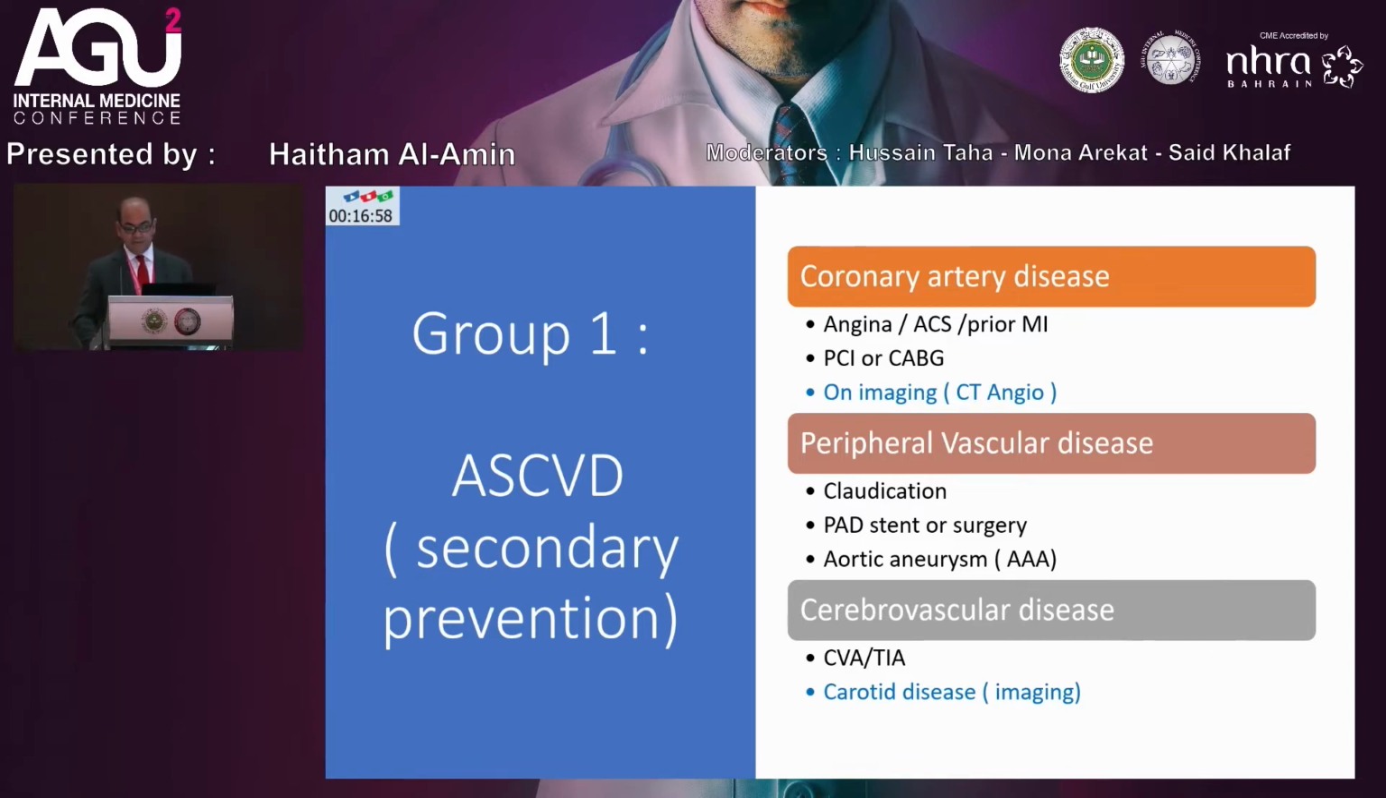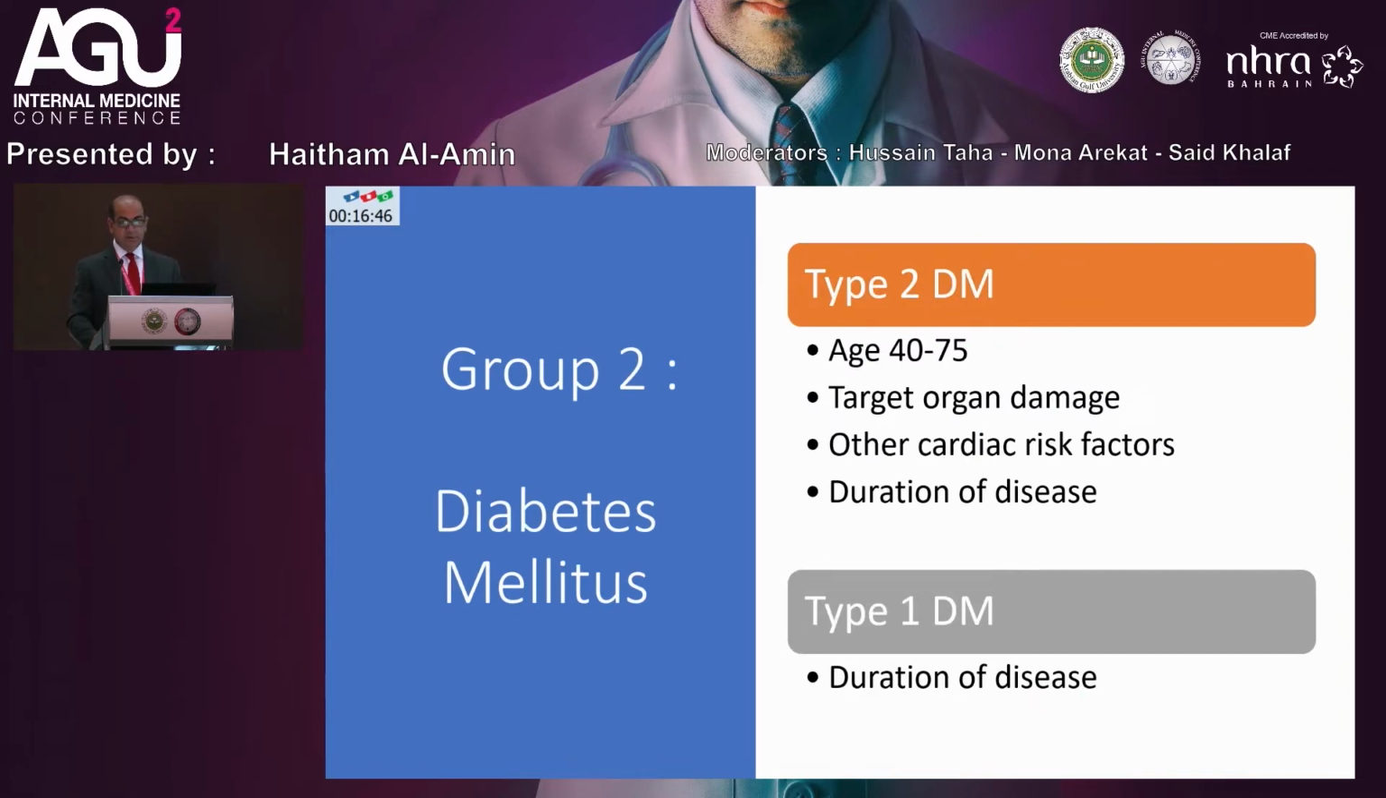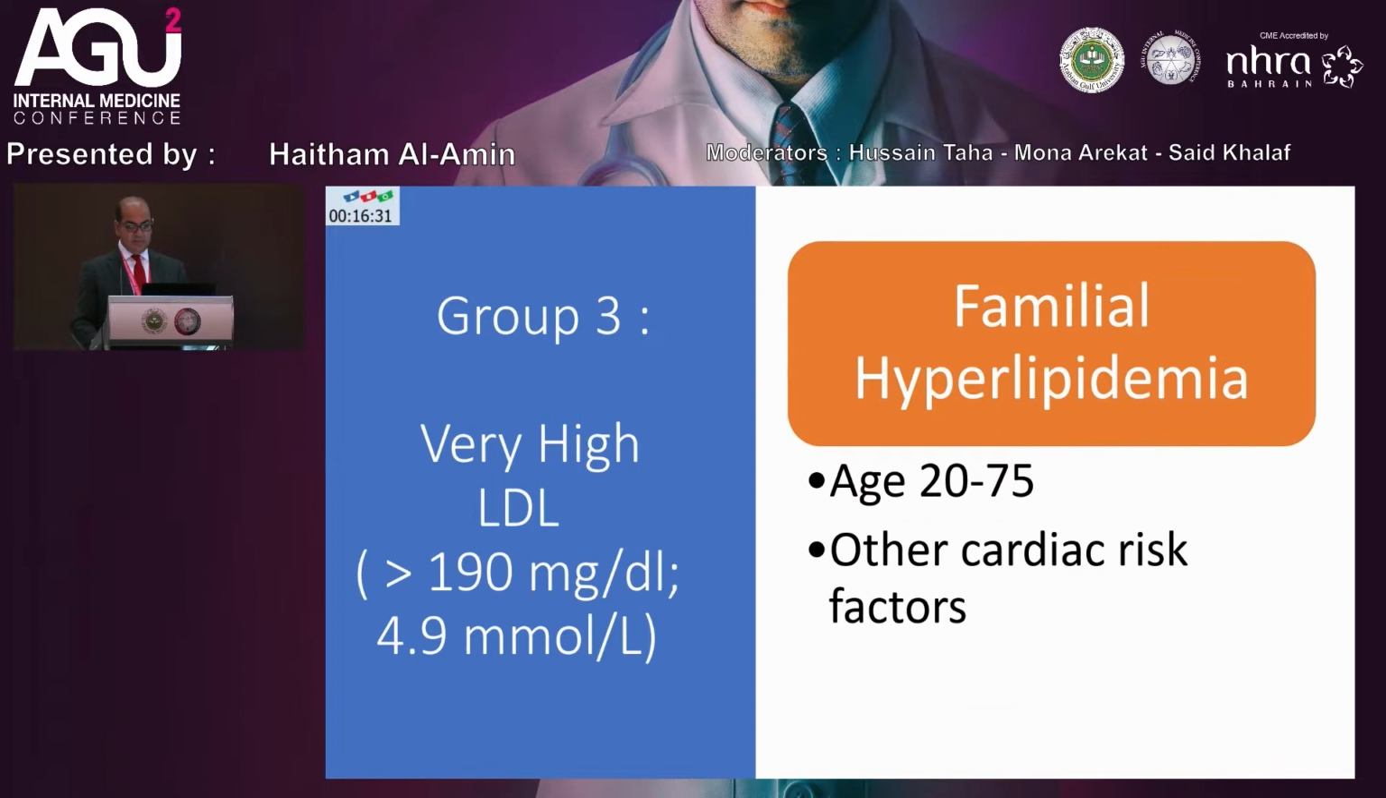Patients with peripheral vascular disease, AAA, aortic aneurysms, or cerebrovascular disease if you've had a stroke or a TIA, or on imaging, even though you had not had an event. This is according to the ESC guidelines. Group 2 are diabetics, so anybody over the age of 40. And of course, the more risk factors you have, the older you are, and the longer the duration of the disease, the higher the risk. And of course, this goes for both type 1 and type 2 diabetes.